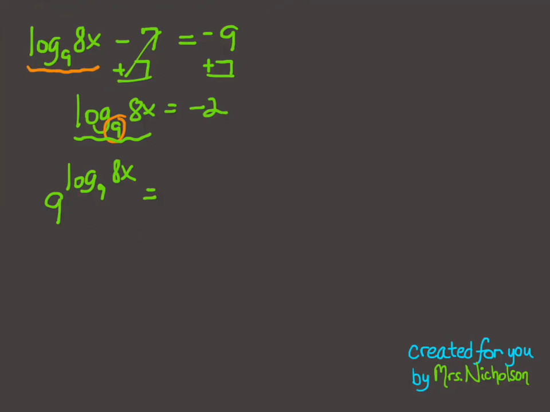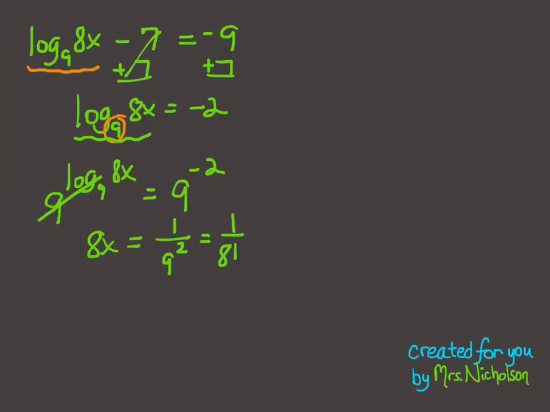And then of course if I do that on the left side, I have to do it on the other side as well. Now that I have 9 to the log base 9 of 8x, these can cancel out. The 9 and the log base 9 cancel out, and I'm just left with 8x on that side. Now on the other side, I have 9 to the negative 2 power. Little exponent review for us. If I have a negative exponent, that's going to put that 9 in the denominator, and that's going to be equal to 1 over 9 squared. Or if you wanted to write it as 1 over 81, that would be fine as well.